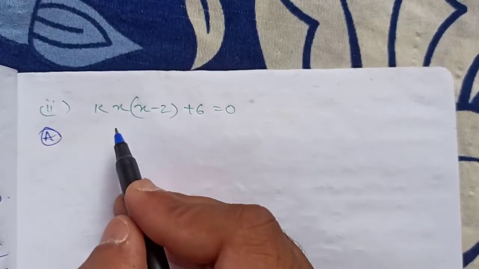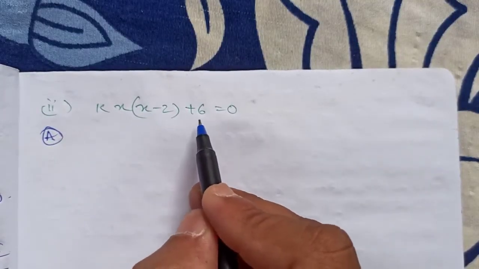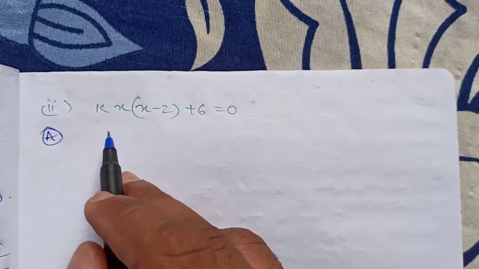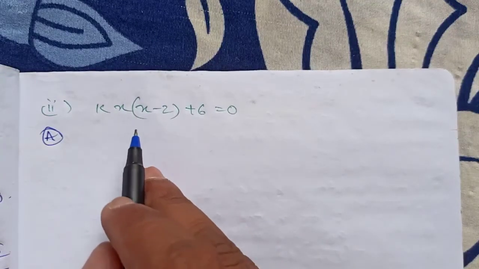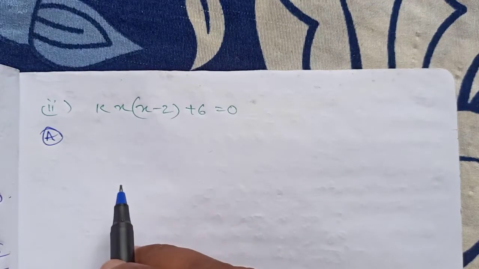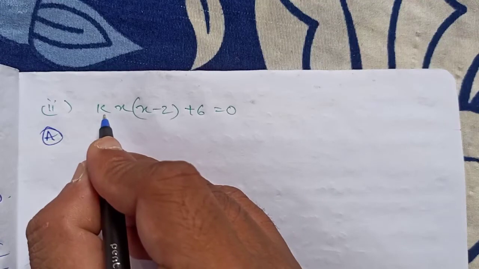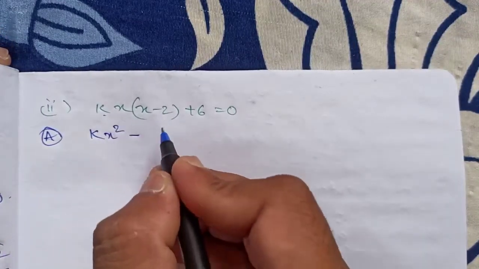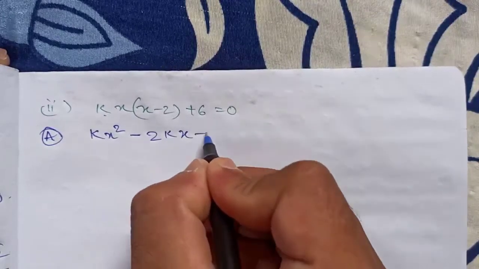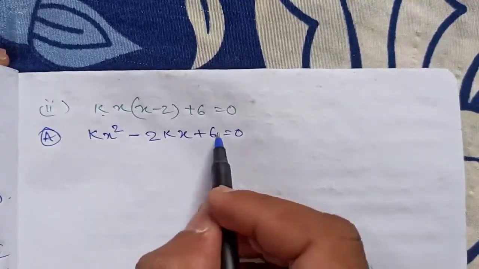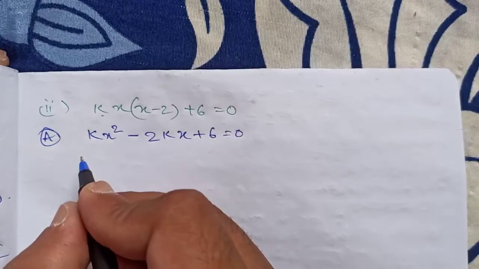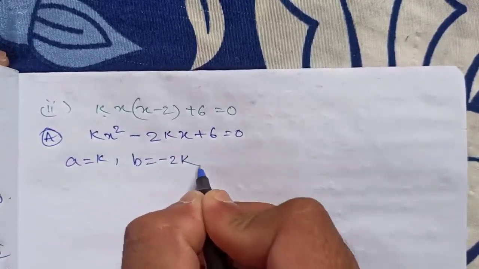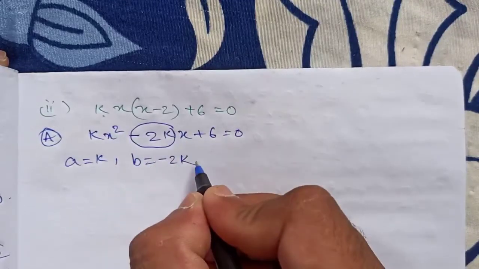In the second bit it is given kx into x minus 2 plus 6 equals 0. Okay. First of all, you look at the question. This is not a quadratic equation. You convert it into a quadratic equation, then only you can solve. So I will open the bracket and multiply kx into x is kx square minus kx into 2 is 2kx plus 6 equals 0. This is the quadratic equation we have obtained. Now what is a here? A is k. What is b here? B is minus 2k, except x, everything is b I said.